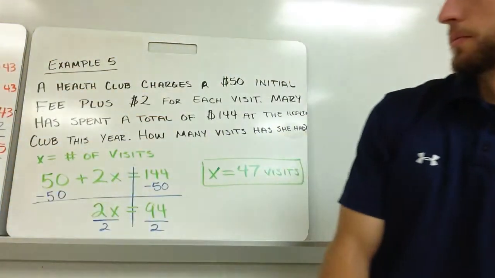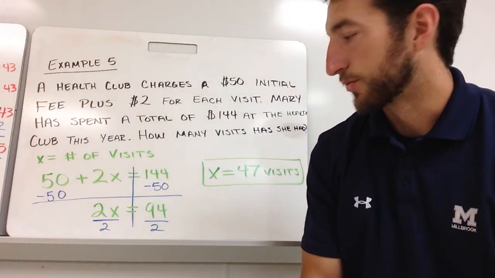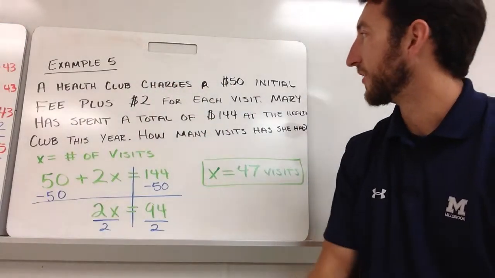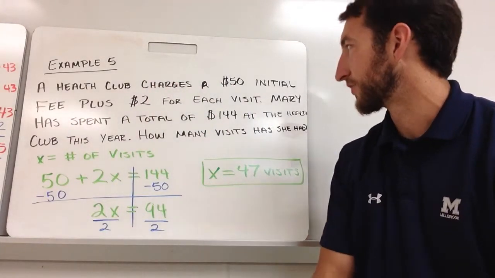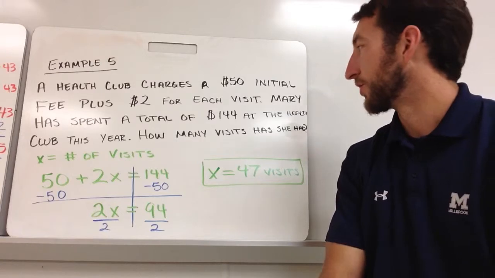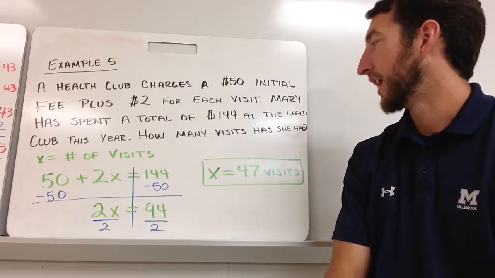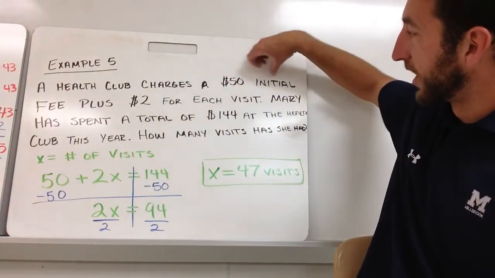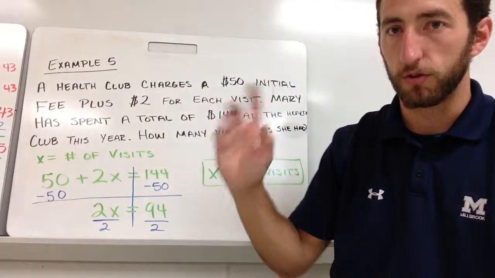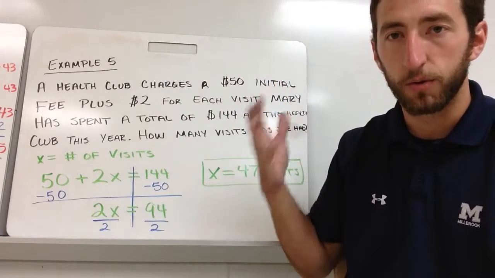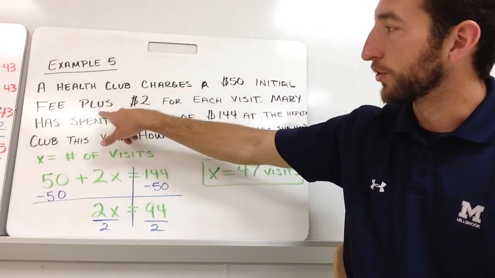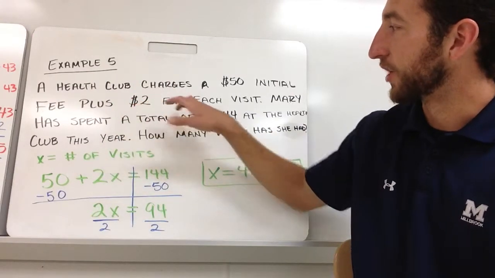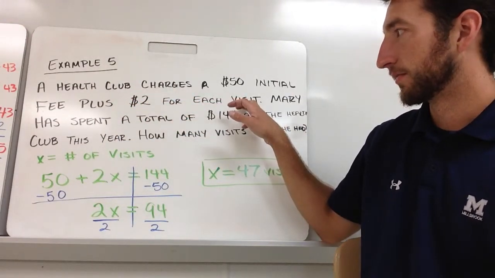So solving a word problem, the first thing you want to do is read it very carefully. So we've got a health club charges a $50 initial fee plus $2 for each visit. Mary has spent a total of $144 at the health club this year. How many visits has she had? The first thing that's going to be very important is this $50 initial fee, so you may want to underline that, highlight it, whatever you got. Then we're doing plus, so that means we're going to do that addition operation. And I got $2 for each visit.